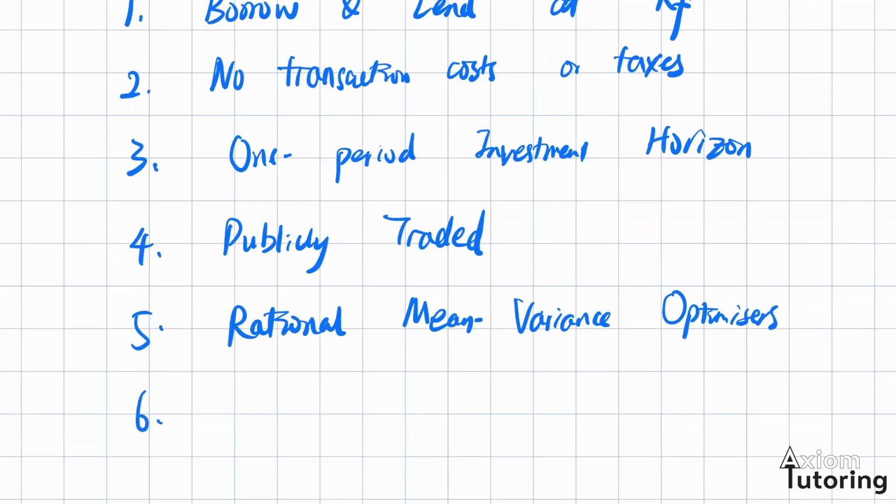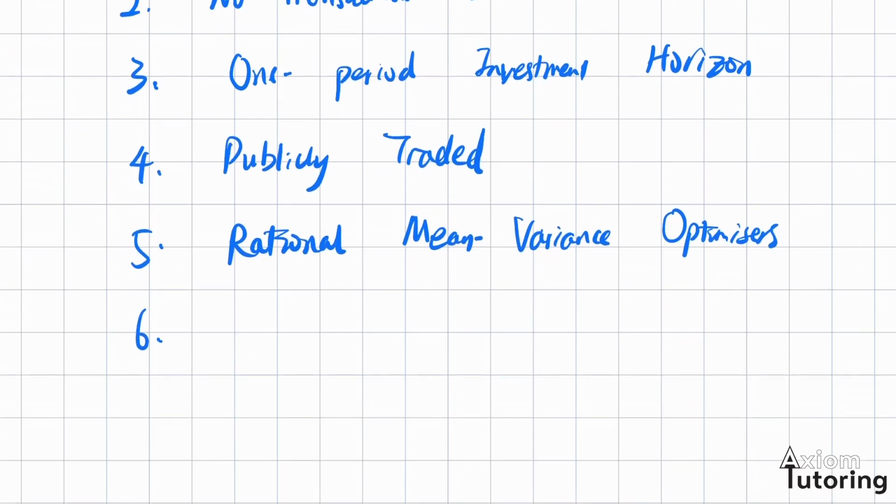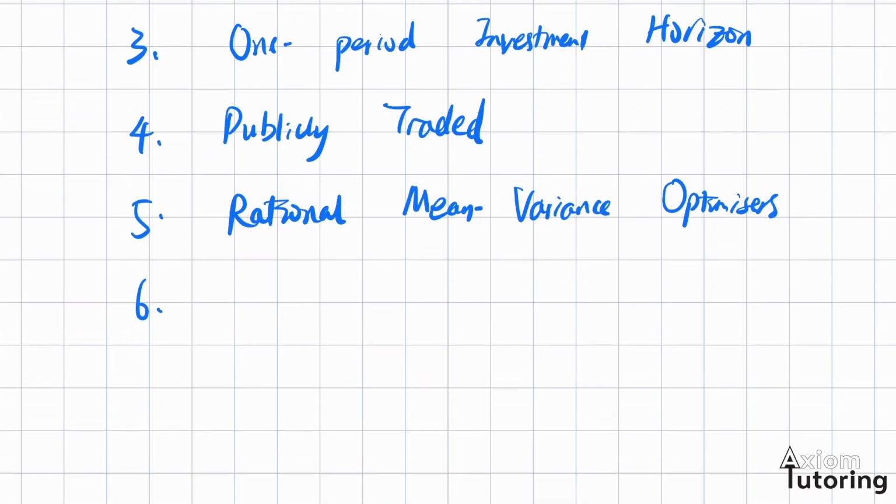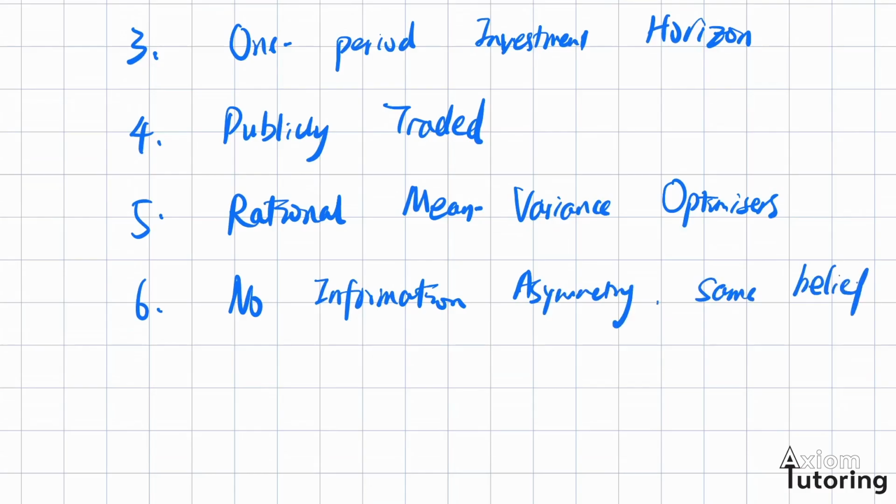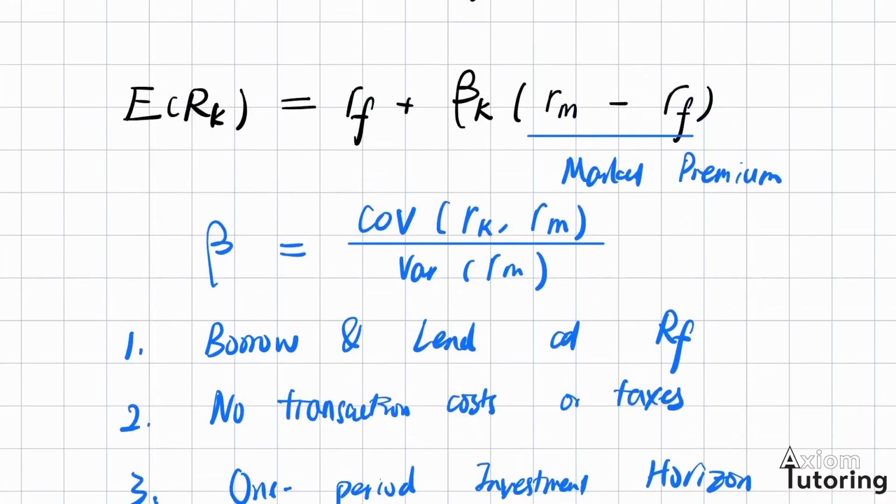Okay. And the last one is that there is no information asymmetry and everyone holds the same belief towards the market. Information asymmetry here means that some investors would hold more information than the others. But here we're assuming that every possible information is available to every investor. So with these six assumptions, then the CAPM could work.